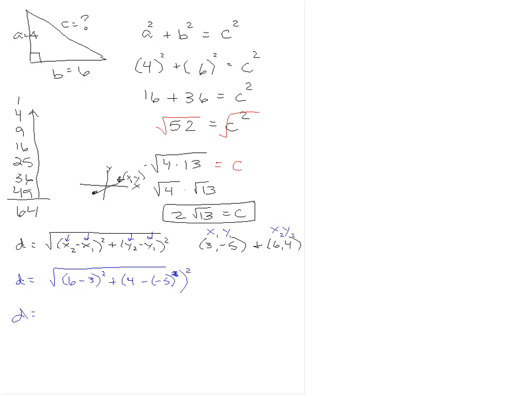So distance is equal to, what is 6 minus 3? 3 squared plus, now remember, when you have two negatives like that, we have to add the opposite. So we get 4 plus 5, which is 9.